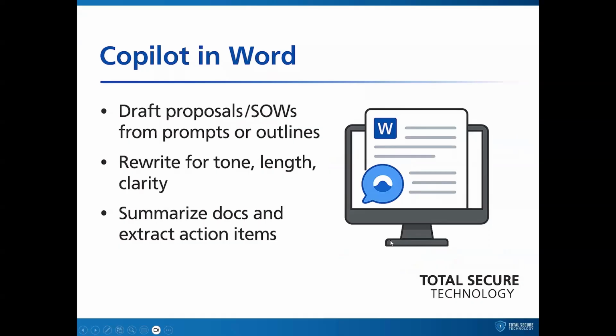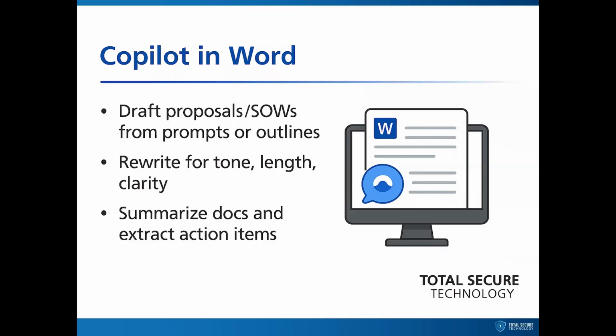So Copilot in Word, and basically what can you do? You can draft proposals. You can create scopes of work. You can prompt for outlines. You can rewrite basically anything that's in a Word document. You can have it rewritten for tone, length, and clarity. You can summarize documents, and you can extract action items. So I'm going to get into that a little bit right here.